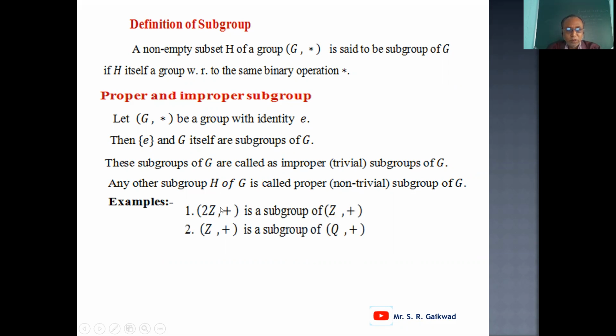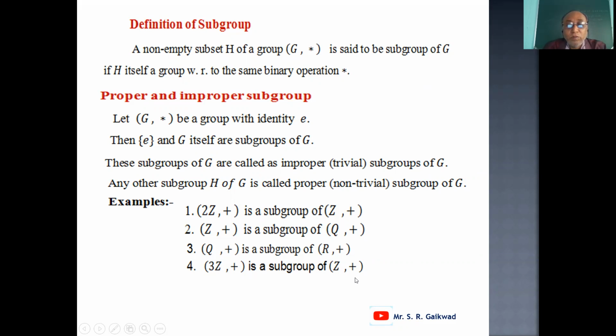For example, (2Z, +) is a subgroup of (Z, +), where Z is the set of integers and 2Z is the set of all even integers. (Z, +) is a subgroup of (Q, +), where Q is the set of rational numbers. (Q, +) is a subgroup of (R, +), where R is the set of real numbers. Also, (3Z, +) is a subgroup of (Z, +). In general, (nZ, +) for all n belonging to the set of natural numbers is a subgroup of (Z, +).